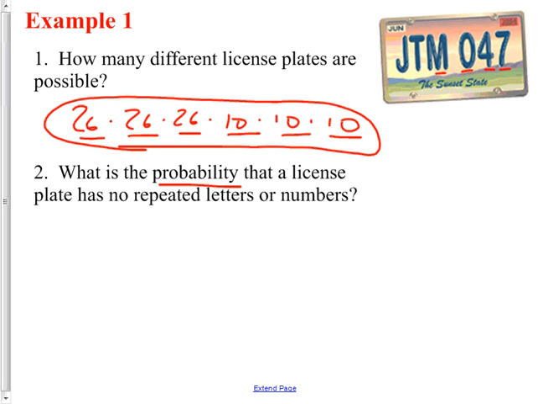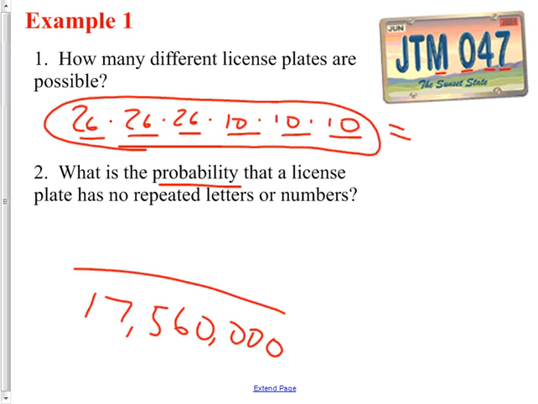Before I answer your question, I want to answer this, unless it's about this. Okay, so just hold on. What's the probability that it has no repeated letters or numbers? Well, this is the total number, and what's like 17 million something? Okay, 17,560,000, something like that. That's on the bottom. That's all the ones that were possible.